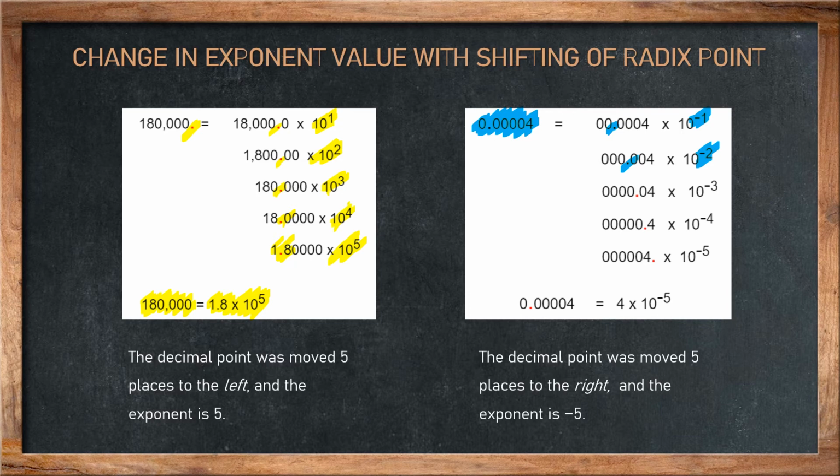So at the end you can see that 0.00004 is equal to 4 multiplied by 10 raised to -5, right? So the decimal point was moved 5 places to the right and the exponent becomes -5. So here you can also notice one thing which we discussed in the last slide, that this is the standard format to write any floating point number when we are working with the computer system, right? So this is about how your exponent changes with the shifting of the radix point.